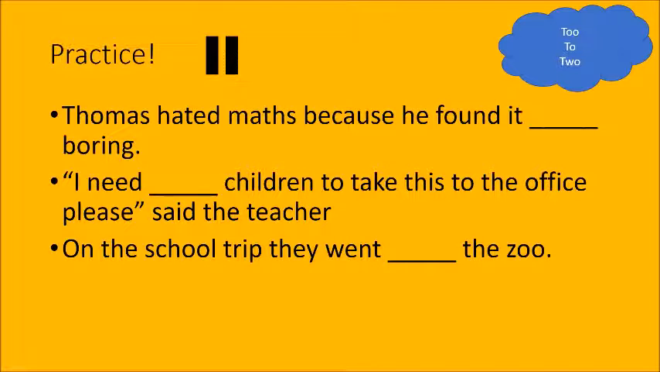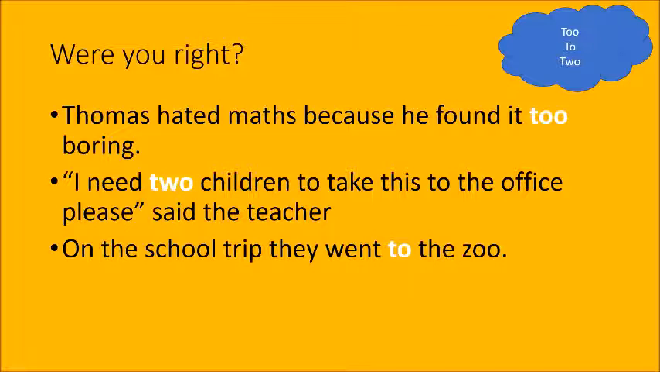So here's a chance for you to practice using these in sentences. So here's 3 below. Pause the video and see how many you get like before. Okay, the answers are now on the screen. So the first one, Thomas hated maths because he found it too boring. That's too with 2 O's. The second one, I need two children to take this to the office, please, said the teacher. TWO, because it's the number 2. And the third one, on the school trip they went to the zoo. It's TO, because they're showing where someone went.